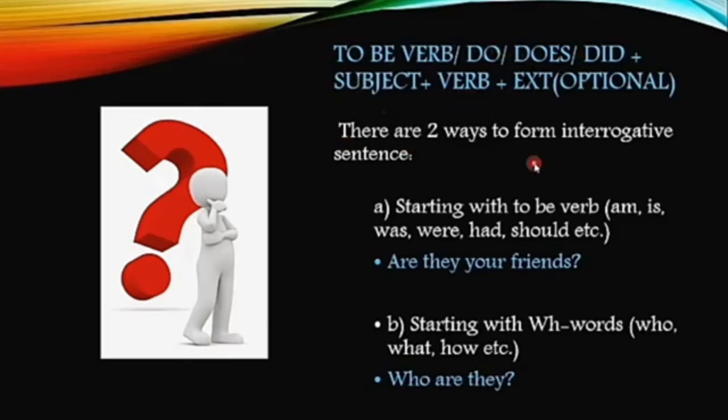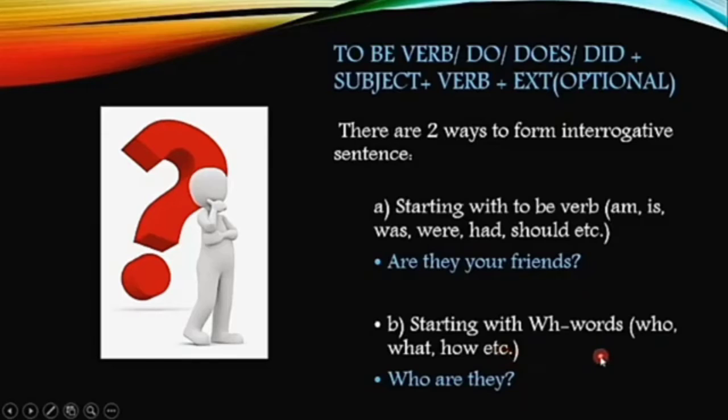There are two ways to form an interrogative sentence. Number A, starting with a to be verb, for example, am, is, are, was, were, have, has, had, should, might, etc. For example, are they your friends? Here you can see the auxiliary verb are has been used at the beginning, and then comes the subject, and then the other words of the sentence. Number B, starting with WH words. We can also make questions by using WH words. For example, who are you?